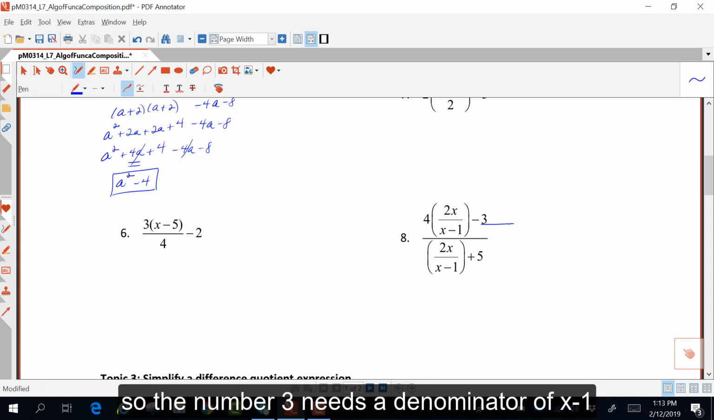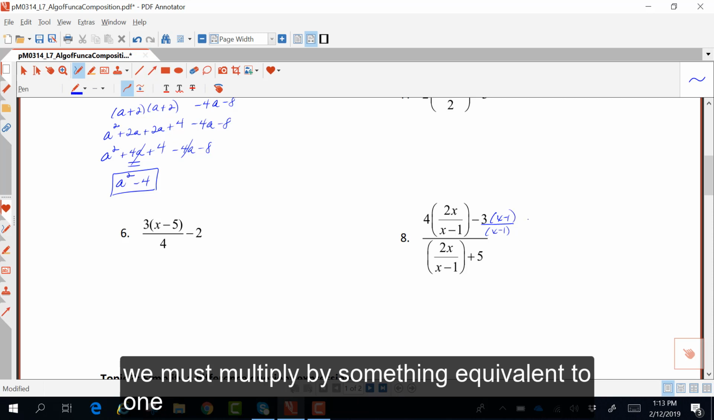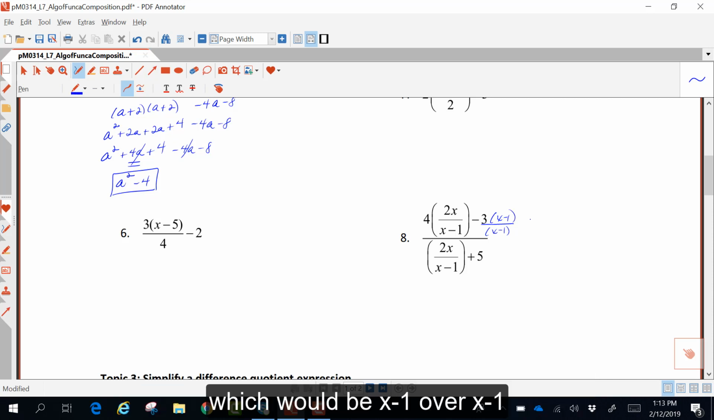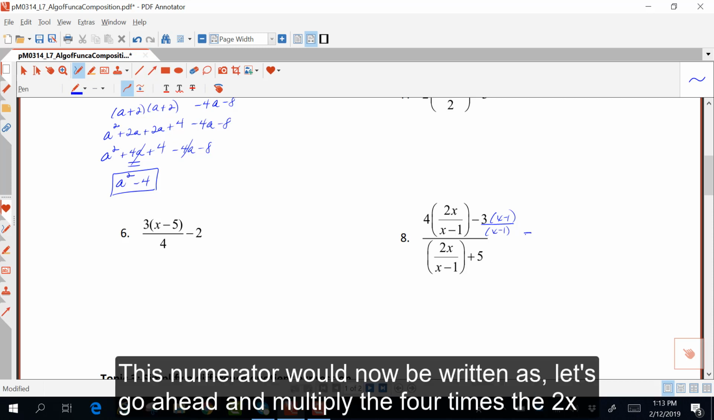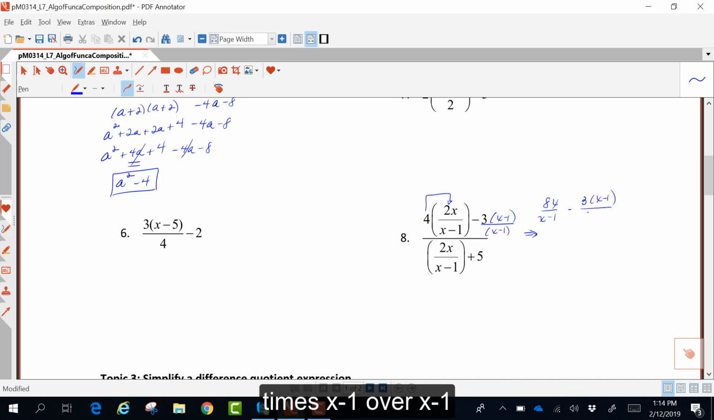So the number 3 needs a denominator of x minus 1. We cannot just create x minus 1 in the fraction. We must multiply by something equivalent to 1, which would be x minus 1 over x minus 1. This numerator would now be written as, and let's go ahead and multiply the 4 times the 2x. This would be 8x over x minus 1 minus 3 times x minus 1 over x minus 1.